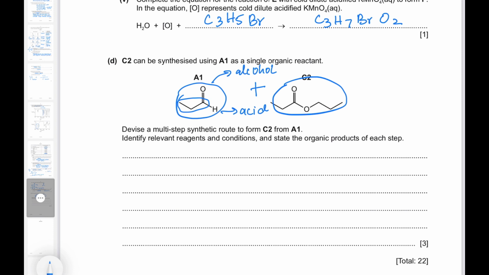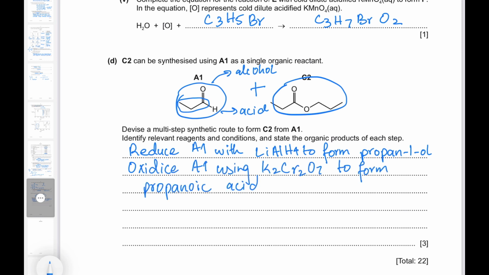To convert an aldehyde into an alcohol, you would reduce it. So here you can reduce A1 with lithium aluminum hydride or sodium borohydride to form propan-1-ol. And then you would oxidize it with an oxidizing agent like potassium dichromate to form propanoic acid. Then you would react the two in the presence of concentrated sulfuric acid to form the ester. So sulfuric acid over here will act as the catalyst.